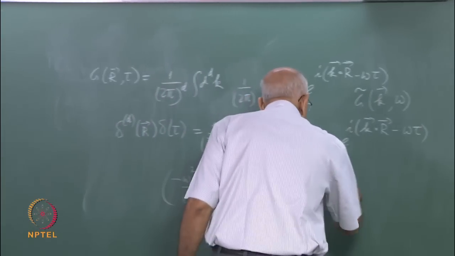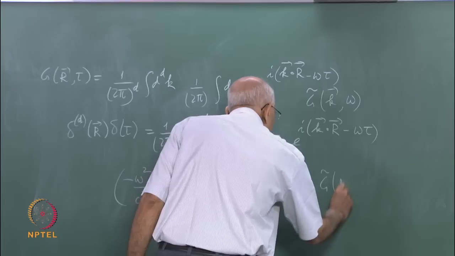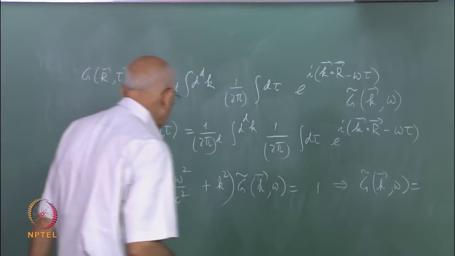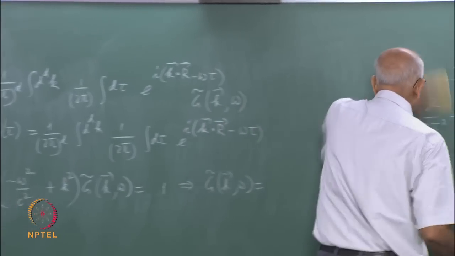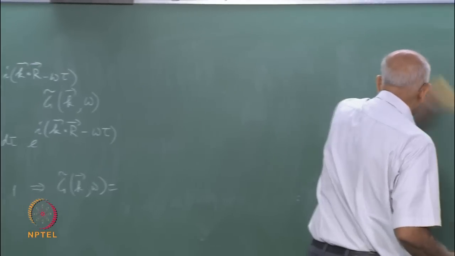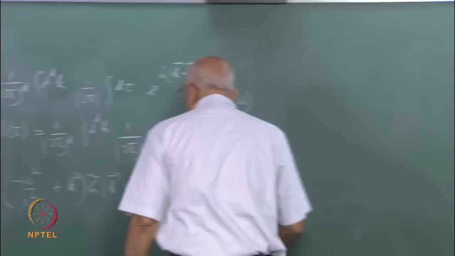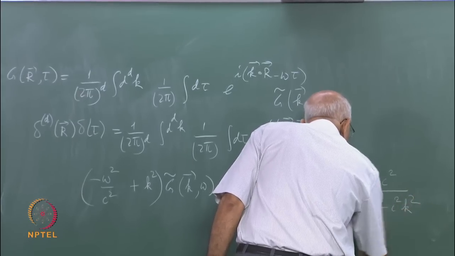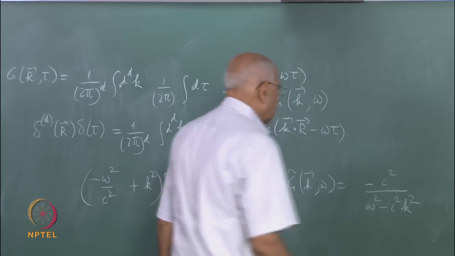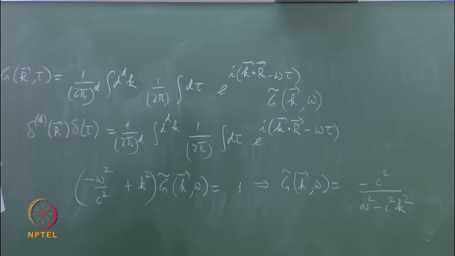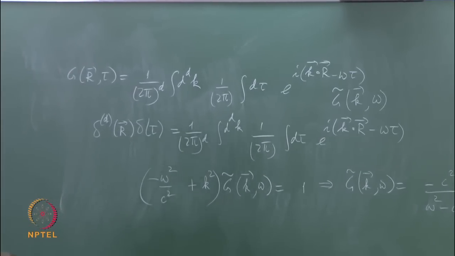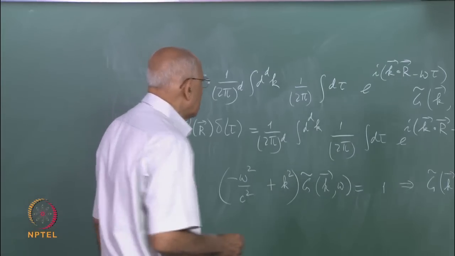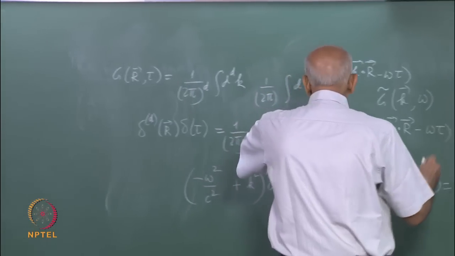So this immediately implies that g tilde of k and omega is equal to, well, let us write this as, multiply through by c squared. So it is c squared over omega squared minus c squared k squared with a minus sign. That is it. Okay. Just make sure I have not made a sign mistake, that is okay, right. So this green function is now solvable.